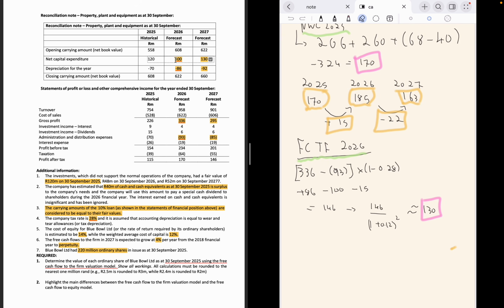There we go. And then we subtract the investment in net working capital. And so because from 2025 to 2026, there's an increase of 15, that means that in 2026, we already had the net capital of 170. We simply added 15. So we subtract that, we get a final value of 146. If we want to discount that, we say 146 over 1 plus 0.12. Sorry, not squared. You say 146 over 1.12. So that should give you 130.3.